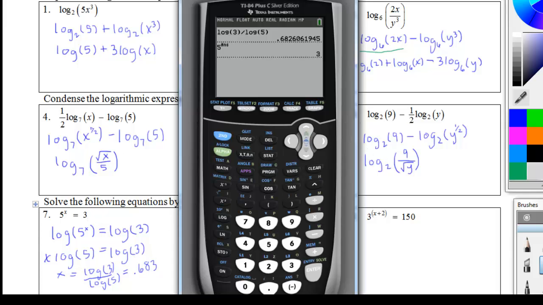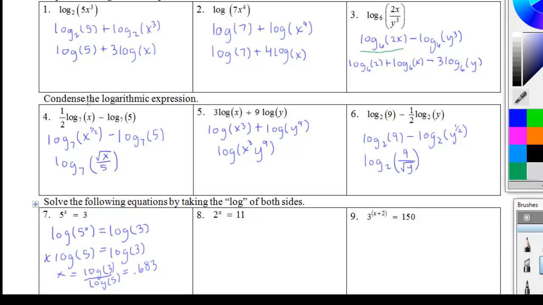So let's try another. If 2 to the x is equal to 11, then you take the log of both sides and you get log base 10 of 2 to the x is equal to log base 10 of 11. Now technically you can use any base you want when you go to take the log of both sides, but since our calculator has a log base 10 key on it right on the front of the keyboard, that's the easiest one to use, at least for now.